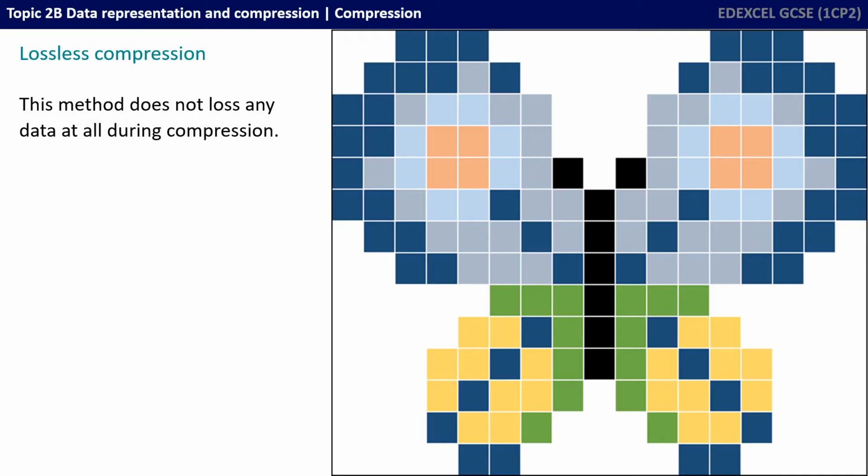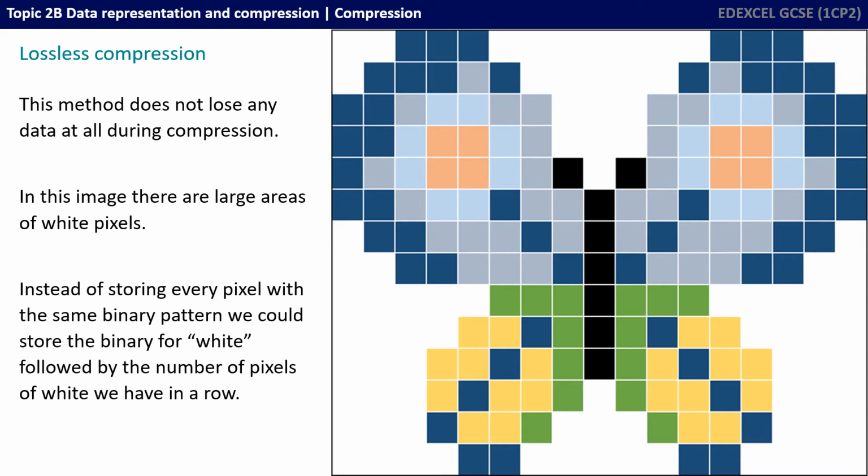Another approach is not to lose any data at all. This is known as lossless compression, and it uses completely different algorithms. For example, in our original image of a butterfly, we can see that there are large areas of white pixels. Instead of storing every pixel with the same binary pattern, we could encode our data differently, perhaps by storing the binary for the colour white and then the number of white pixels in a row before the colour changes.